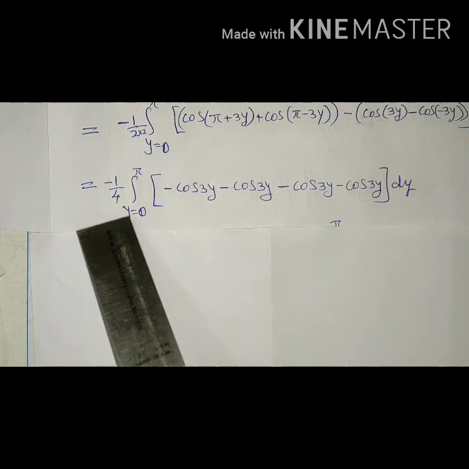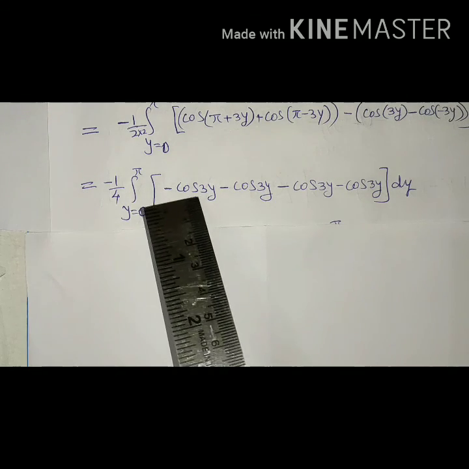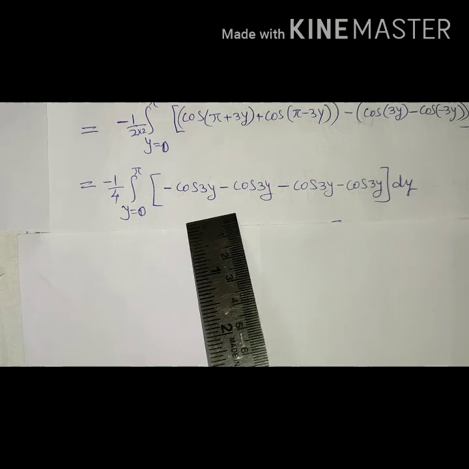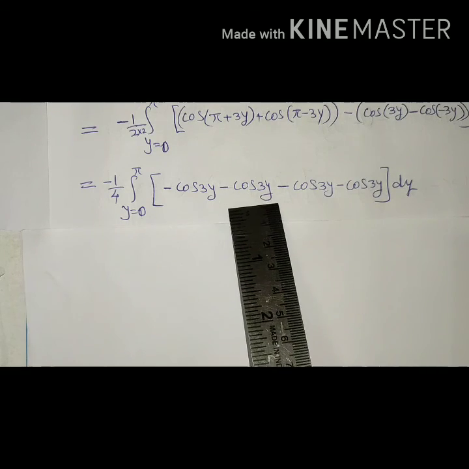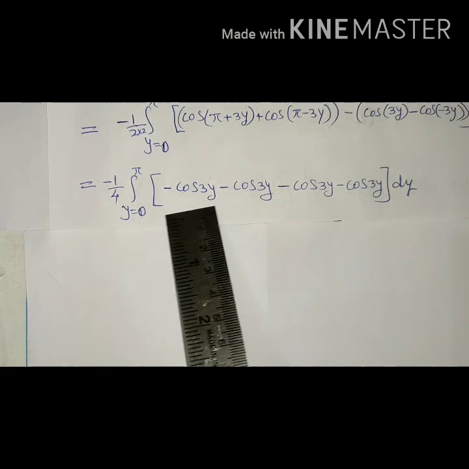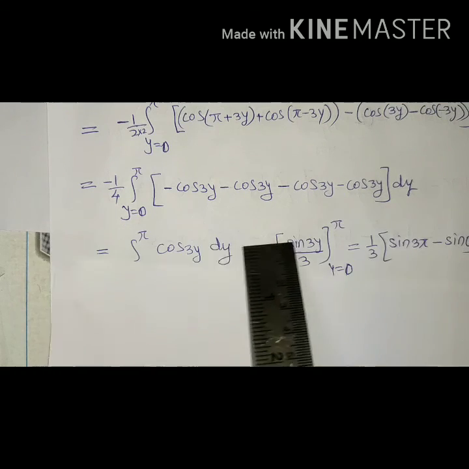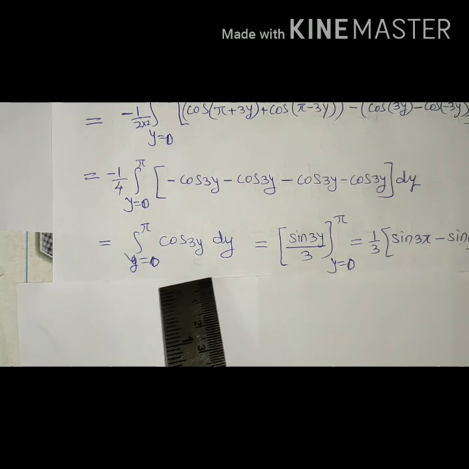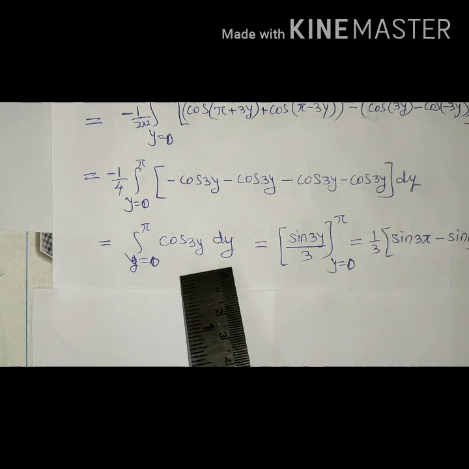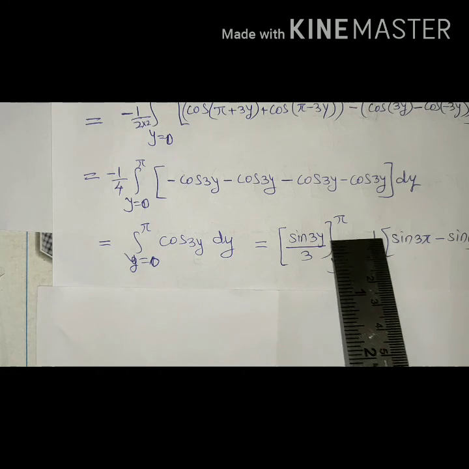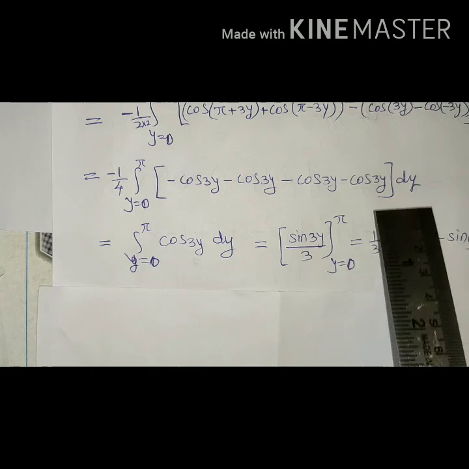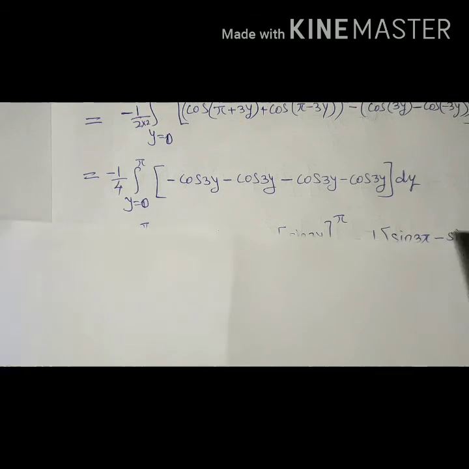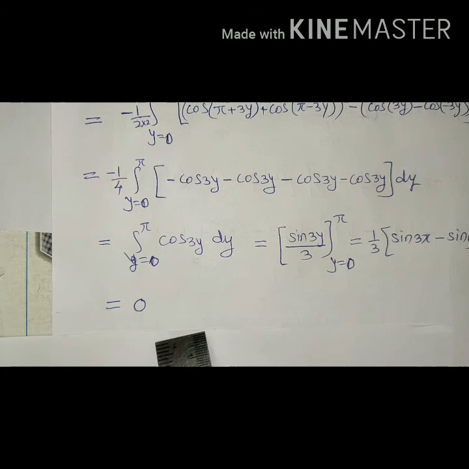This is minus 1 by 4 integration from 0 to pi. This is minus cos 3y, because cos of pi plus theta is minus cos theta. And cos of pi minus theta is also minus cos theta. So we got this. So 4 times we are getting the same value. So 4 into 4 gets cancelled, and this minus minus gets cancelled. Integration from y equal to 0 to pi cos 3y dy. It becomes sin 3y upon 3, limits between 0 to pi. But we know that sin pi is 0, sin 0 is 0. So the answer goes to 0. Hence the proof.